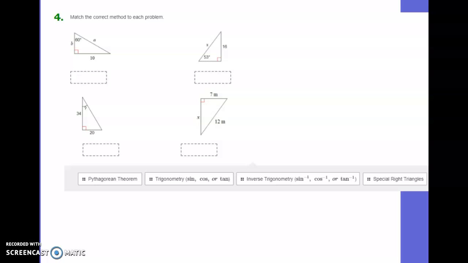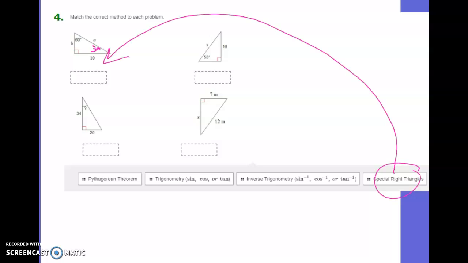Number 4. So they're asking us now to match the correct method to each problem. So if we go ahead and just take a look at each of the problems here. This is 60 degrees. So this is a 30, 60, 90 triangle. That's going to be special right triangles right there.